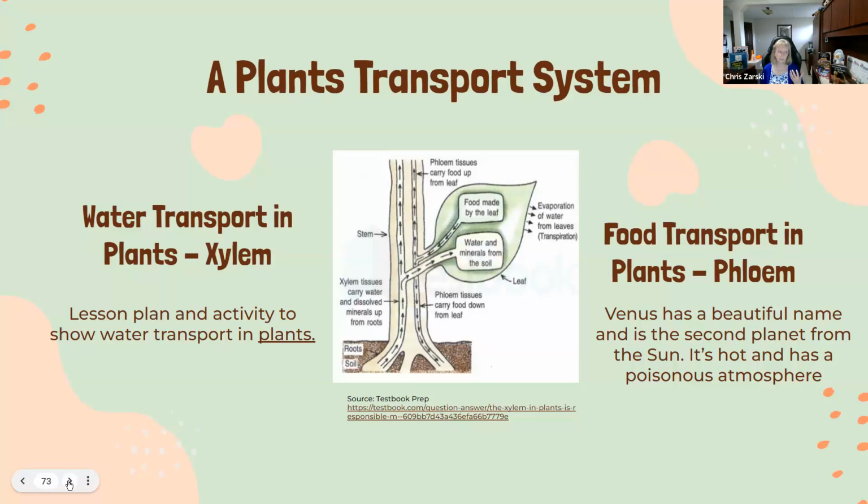So xylem being, when I'm talking about water transport, and I'm talking about phloem being the food, and I always say the F goes together, food and phloem, right? That's an easy one for them to remember. But again, how does that work? How does that get sucked up?